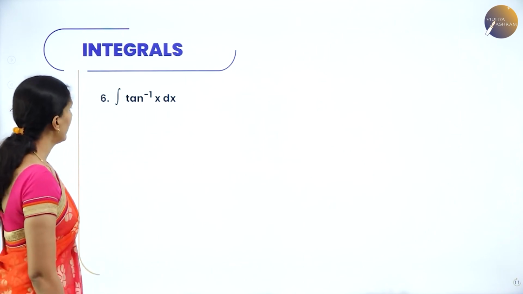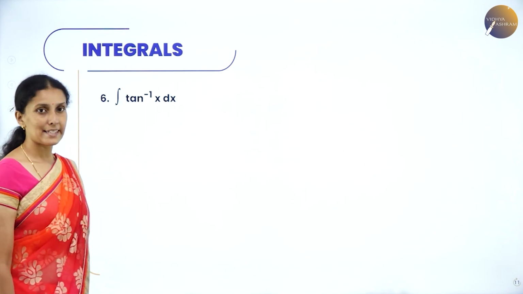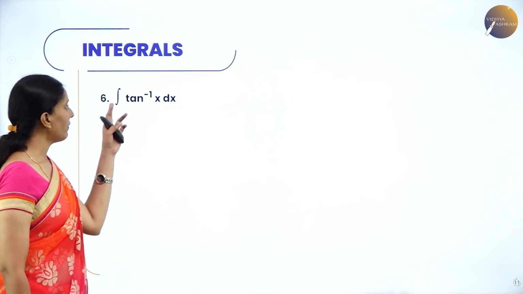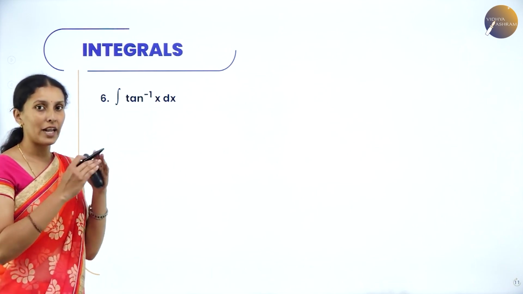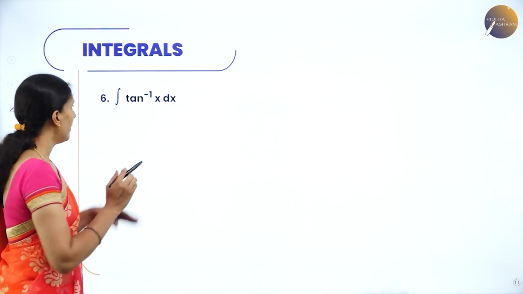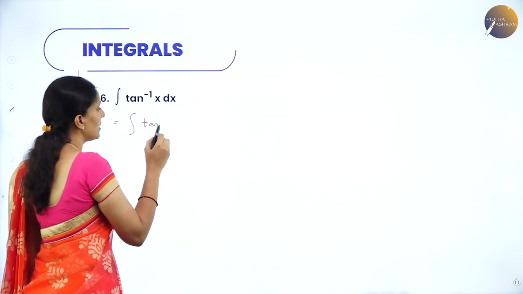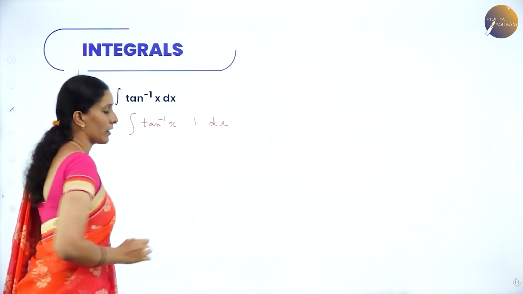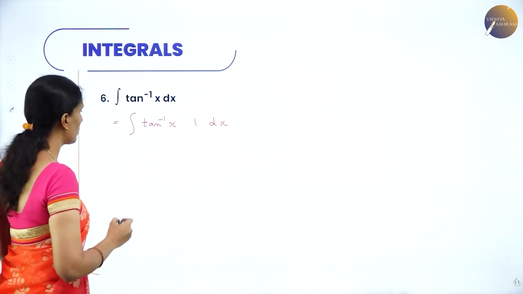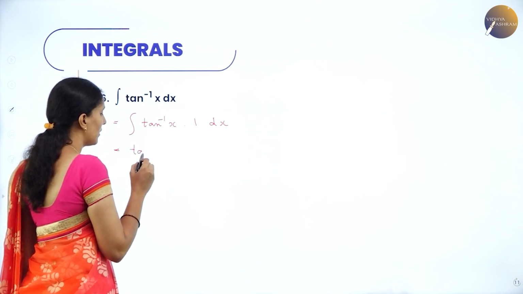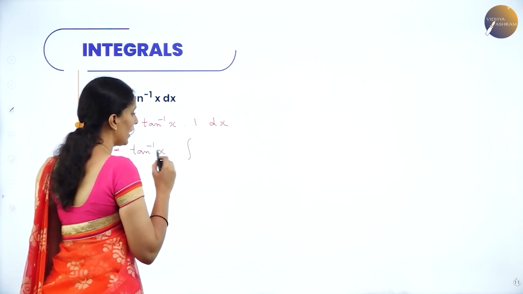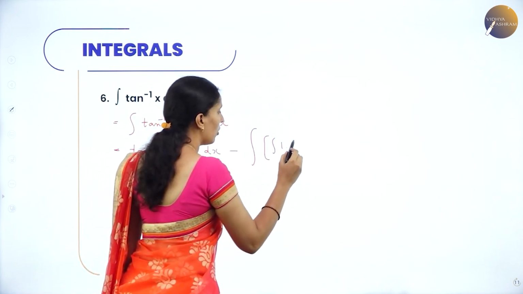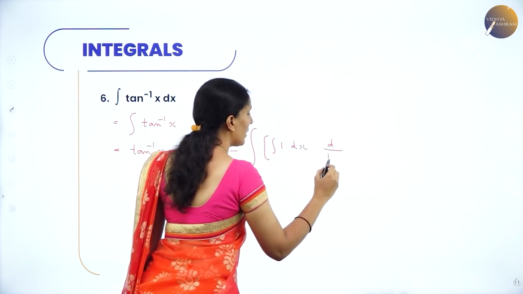So next we have integral of tan inverse x with respect to dx. So how to integrate it? Whenever only a single function is given, take another function as 1 into dx. So here I will write this as tan inverse x into 1 with respect to dx. So now let us apply the integration by parts. So it says first function into integral of second minus integral of second into derivative of first function.